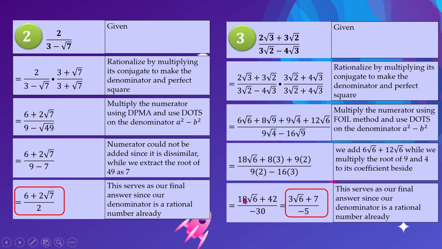So, 18 divided by 6 is 3. 1 and 3 square root of 6. 42 divided by 6 is 7. Negative 30 divided by 6, negative 5. So, mao na ni atong final answer. So far, nakasubay pa. Okay.